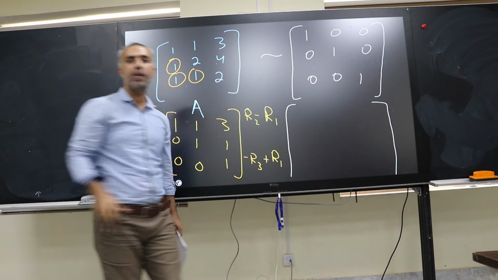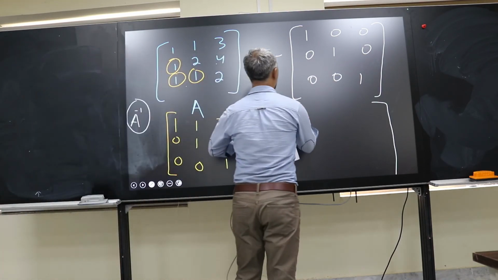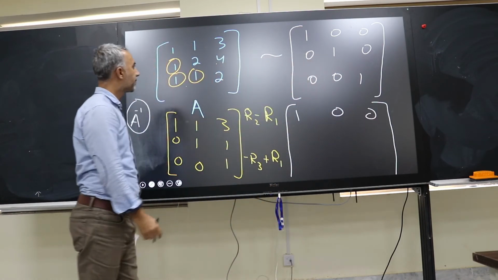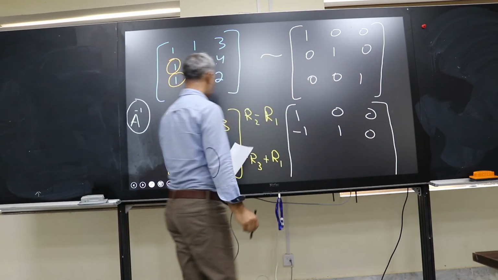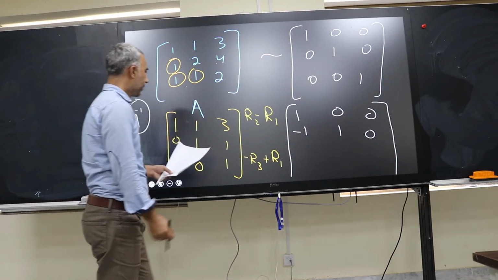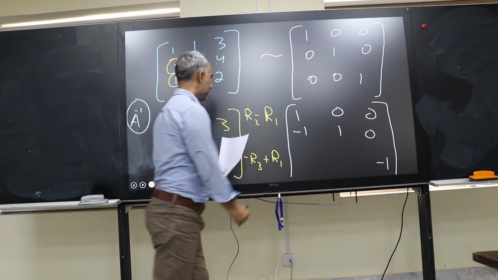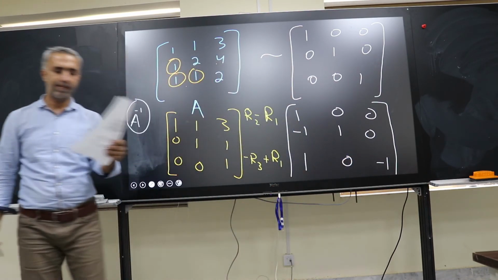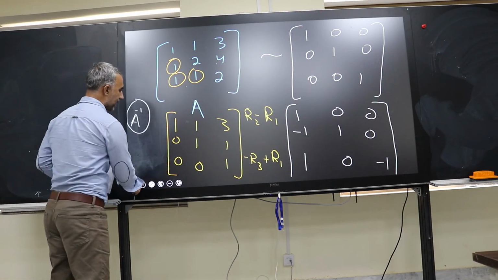Now the same operation will be performed on the identity matrix. So 1 0 0 on the second row. What will we do? Minus 1 1 0. For the third row, what will we do? Here minus 1 0 1. Is it clear? Any objection? Okay, proceed to the next step.